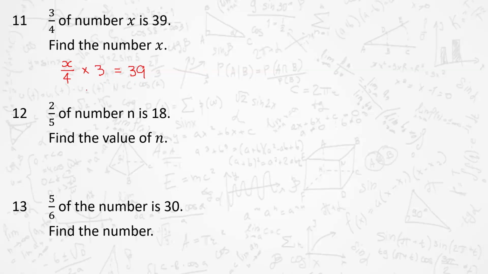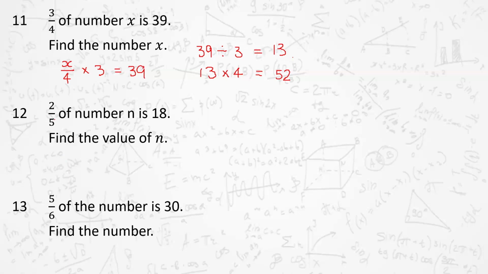So to go backwards, all I need to do is the reverse of the process. So if 39 was 3 parts, then I can use 39 divided by 3 to find 1 part, which is 13. And then for the number x, that was 4 parts. So 13 times 4 gives us 52. So the answer for number x is 52.